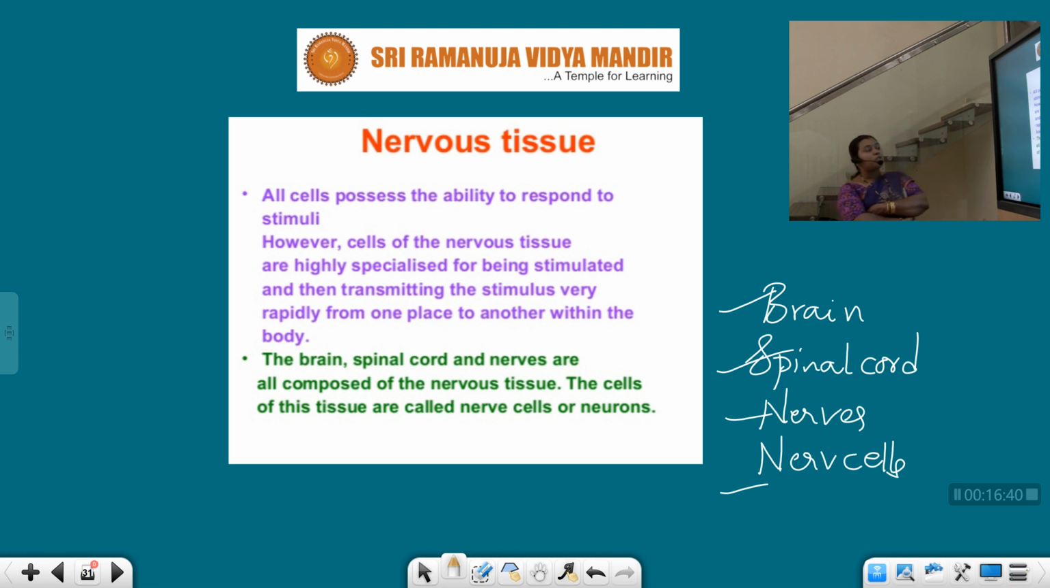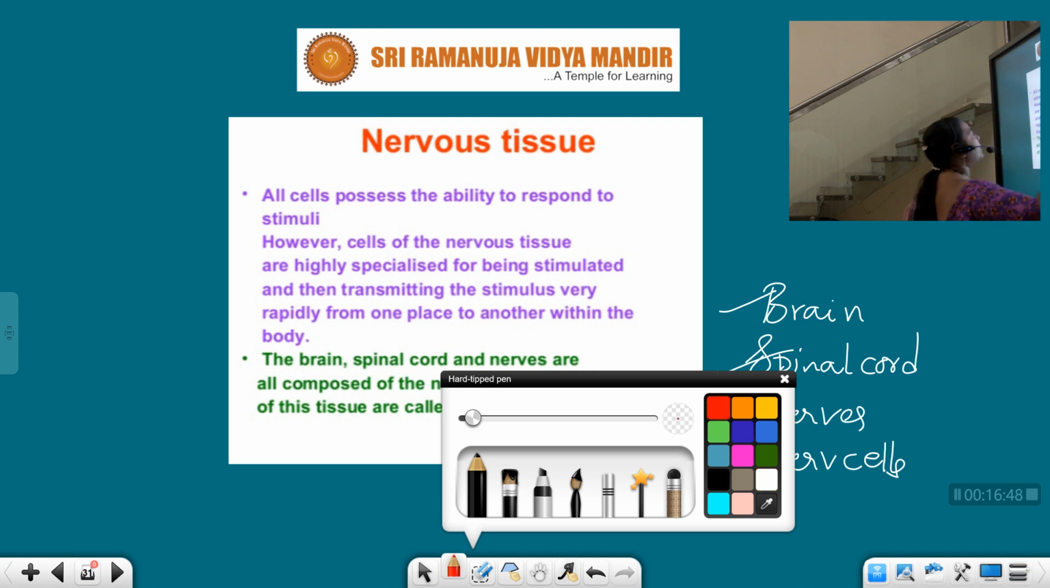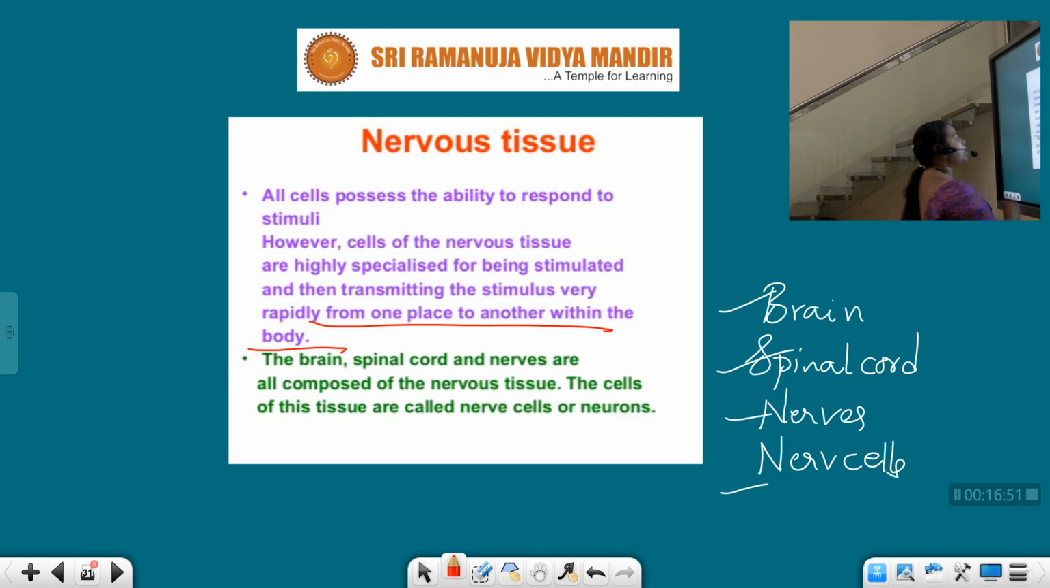However, cells of the nervous tissue are highly specialized for being stimulated and transmitting stimulus very rapidly from one place to another in the body. The brain, spinal cord, nerves are composed of nervous tissue. See children, nervous tissue is present in what and what? Brain, spinal cord, nerves and nerve cells. The cells which are present in this tissue are called neurons or nerve cells.